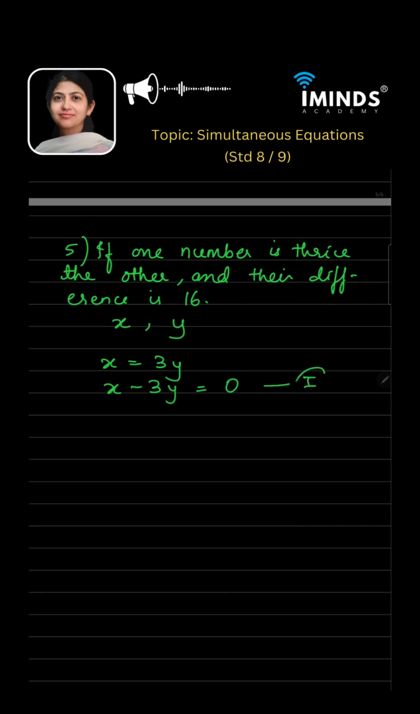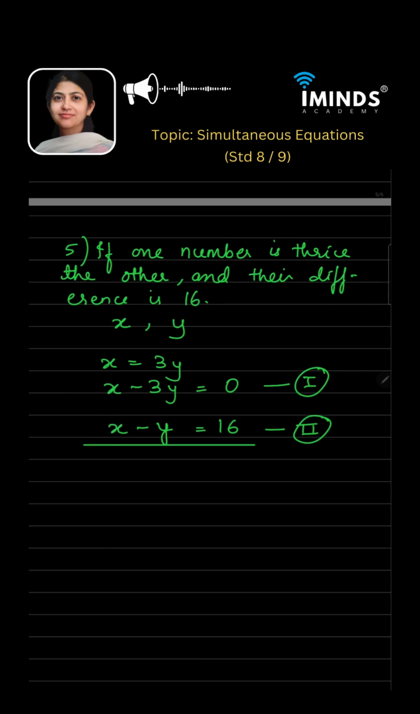So ये बन गया हमारा first linear equation. And their difference is 16. Their difference is 16 means x minus y is equal to 16. So this is our second linear equation. So now we have got two simultaneous linear equations. So we will solve this now. How to solve this? Chalo, what we will do is the elimination method, because coefficient भी same है, so it is easier. Now both coefficient का क्या है, plus plus है, both are same.